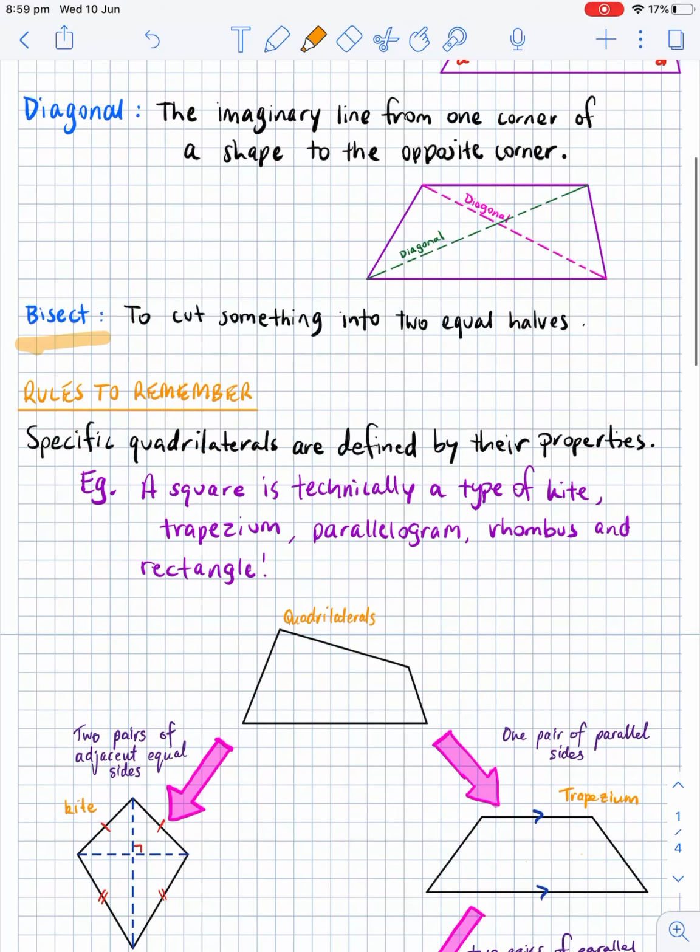The word bisect. The bisect means to cut something into two equal halves. So like if you cut, say, a pizza in half, you've pretty much bisected that pizza, if that makes sense.